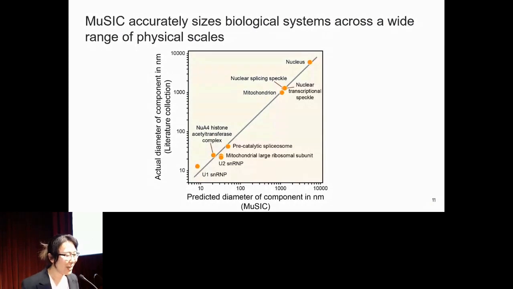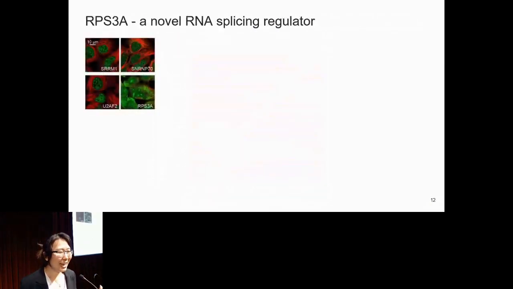And to demonstrate what kind of biological insight you can derive from such a map, here is one of a few examples we explored in our study. We found RPS3A, which by name you could probably tell is a ribosomal subunit protein. It's actually strongly associated with three other known splicing regulators. So this makes us wonder, why is a ribosomal subunit protein hanging out with three splicing regulators? Does it have some unknown splicing functions?